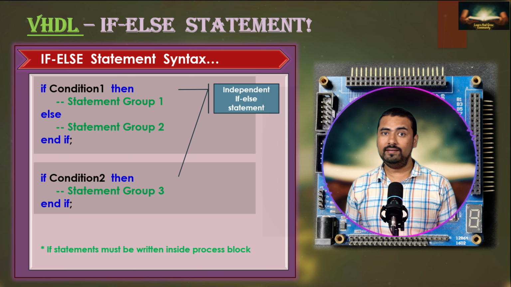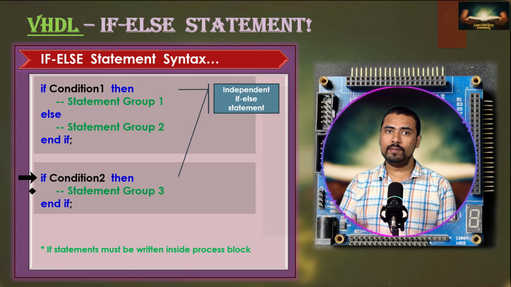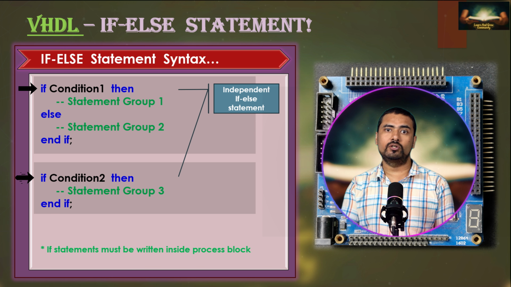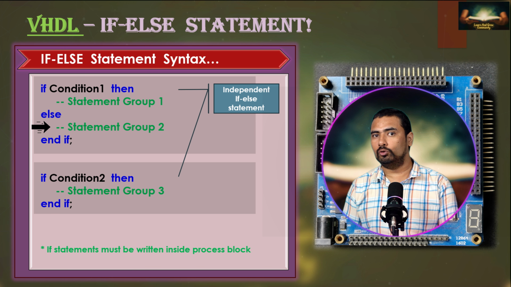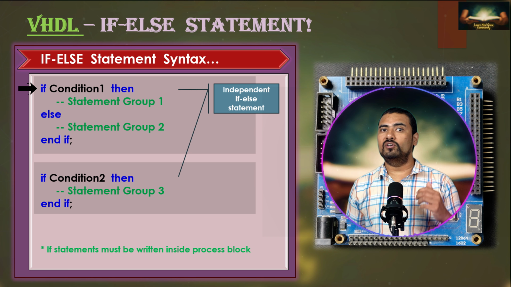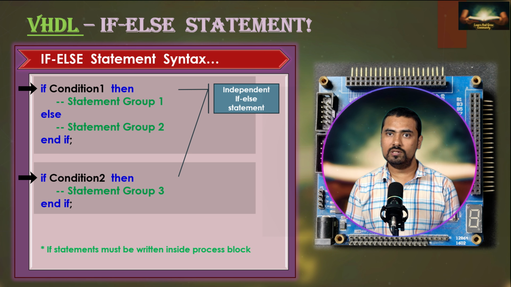But now there is a second if else statement. Means now the compiler will also check this condition 2, and if this is true, then statement group 3 will also execute. If condition 1 is false but condition 2 is true, then statement group 2 and statement group 3 will execute here. Now if condition 1 is false and condition 2 is also false, then only statement group 2 will execute, because in the second if else statement there is no else statement. Means there would be no changes in the signals with this if else statement.